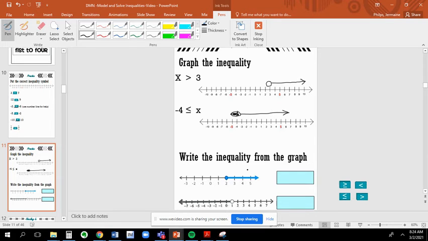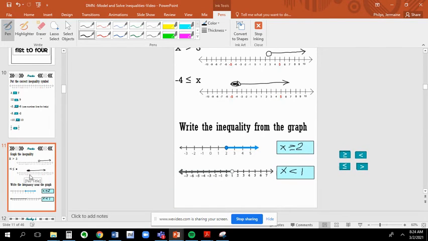Down here, let's write the inequalities. So we've got 2, and we've got a closed circle. That lets me know right away it's going to be either greater than or equal to or less than or equal to. Since it's going to the right, it's telling me that x is greater than or equal to 2. On the bottom, we've got a closed circle, and it's going to the left, so it's going to be less than or equal to. And this is saying that x is less than or equal to 1. Okay?